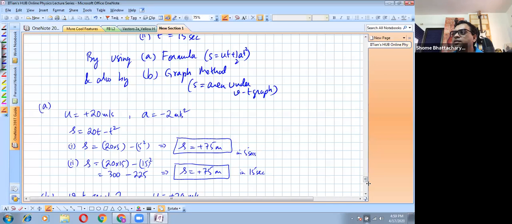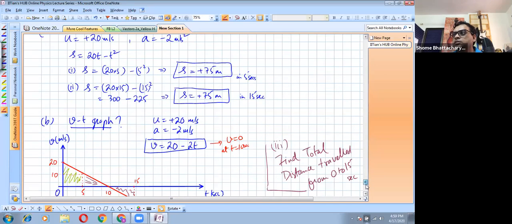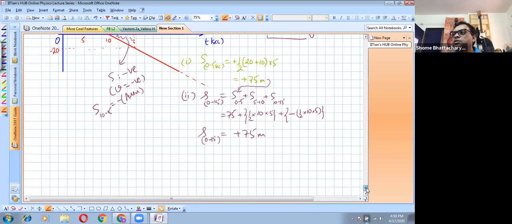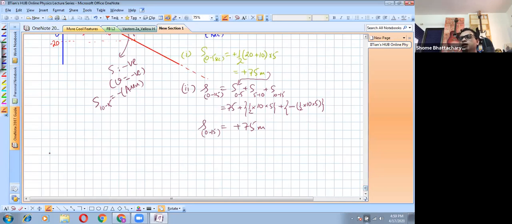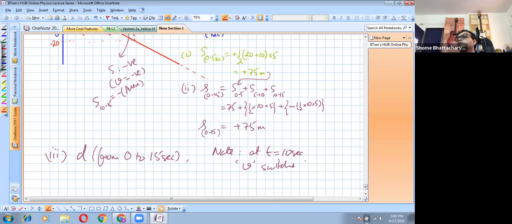So that is where you will again appreciate how much the graph helps us. So I'm coming to the third part now. In the third part, I want to calculate distance from 0 to 15 seconds. But I understand that at t equal to 10 seconds, velocity switches from positive to negative. So the direction reverses.